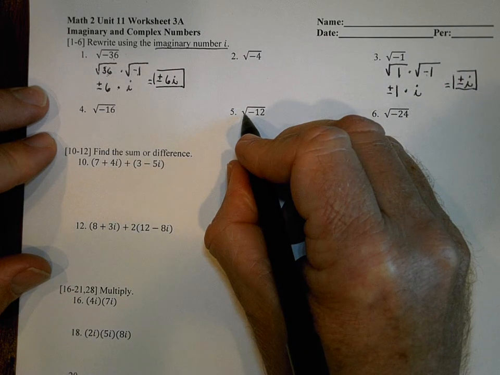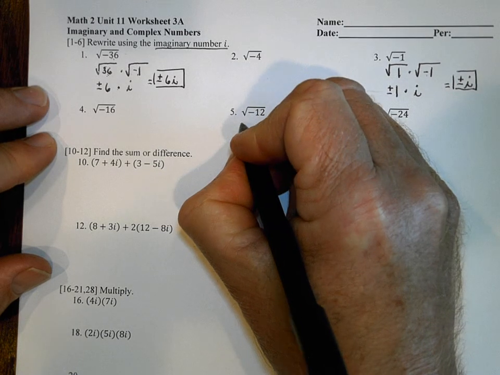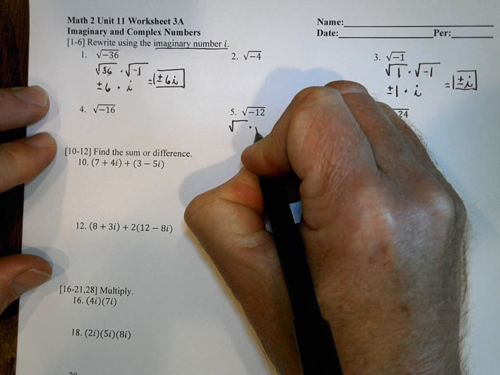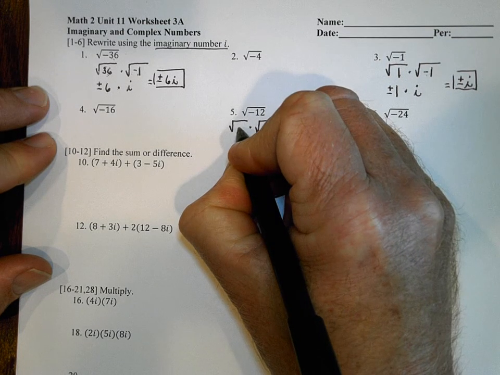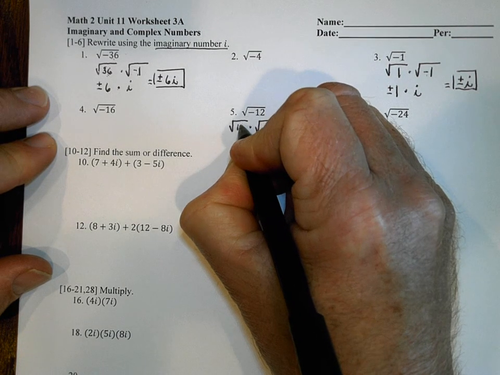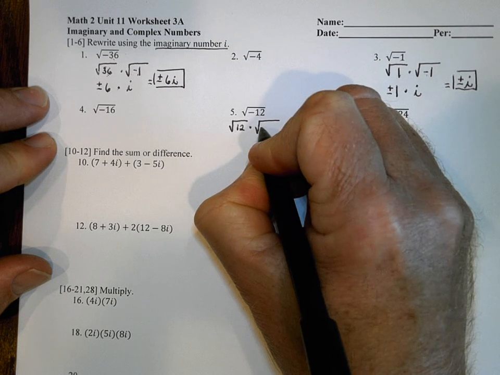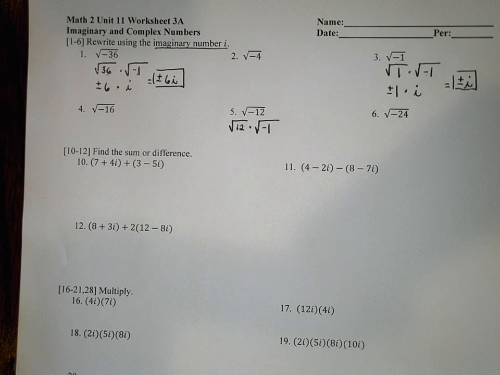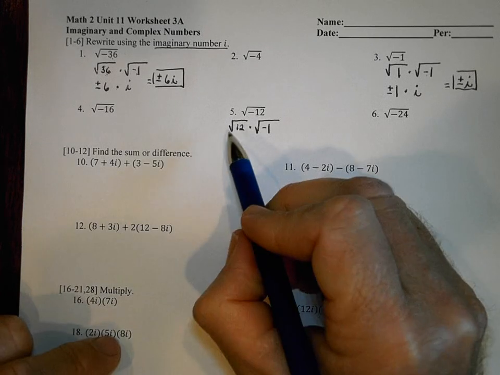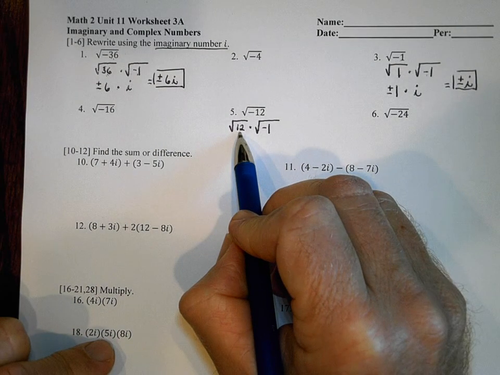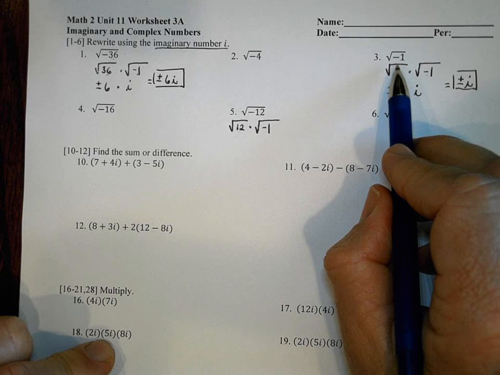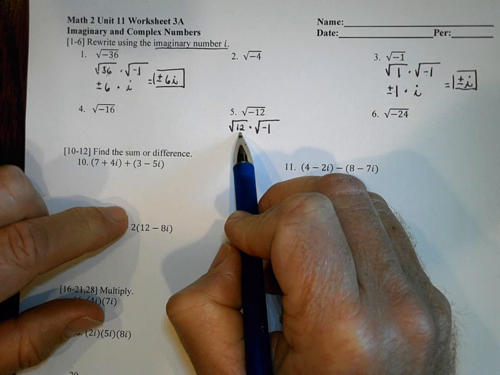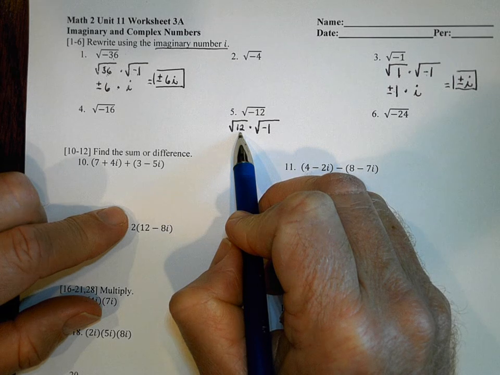Okay, number 5, the square root of negative 12. So my first step, once again, is I'm going to rewrite this as the multiplication of two square roots. Inside the first square root, we're going to put positive 12. Inside the second square root, we're going to put negative 1. Okay, now when we get to this problem, when you have the square root of 12, this is not a perfect square root like 36 was or like 1 was. So what we need to do is you need to simplify the square root of 12.